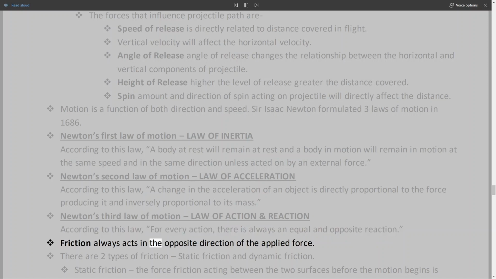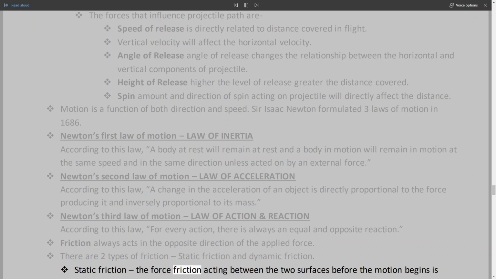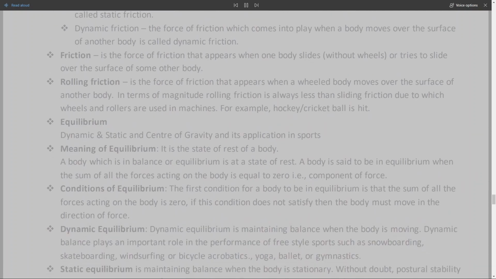Friction always acts in the opposite direction of the applied force. There are 2 types of friction, static friction and dynamic friction. Static friction: the force of friction acting between the 2 surfaces before the motion begins is called static friction.